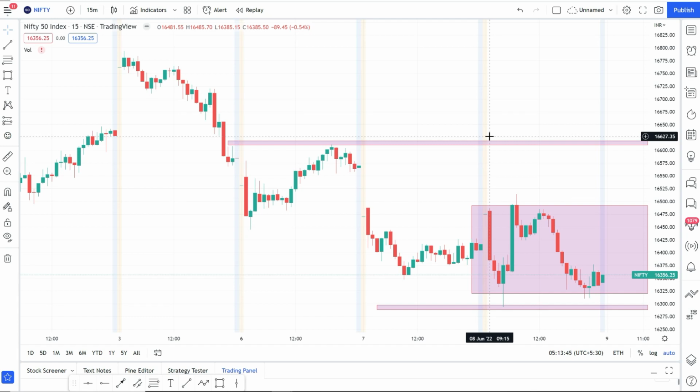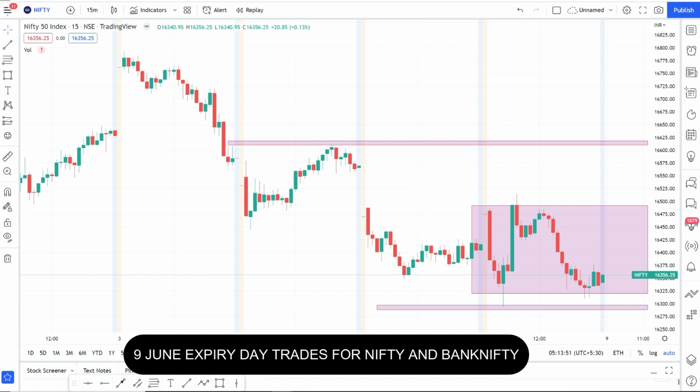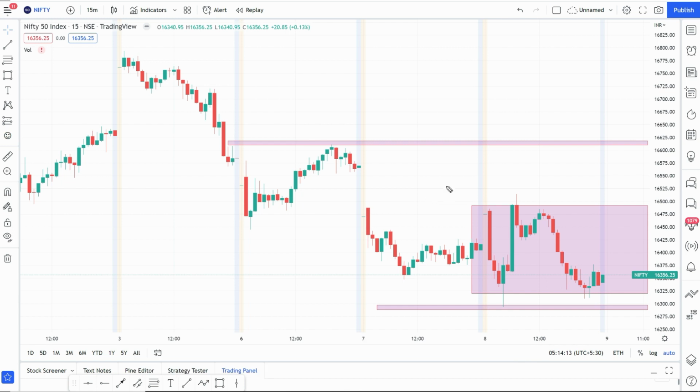Let's start the analysis for today's expiry day. Today, 9th of June, it's an expiry day for Nifty and for Bank Nifty. I'll share the levels which we are looking for. I was not sharing them for the last 2-3 days because the levels remain quite the same. The market has given movement within the same range which I shared in Monday's video as well, but I'll share again because today is the expiry day.